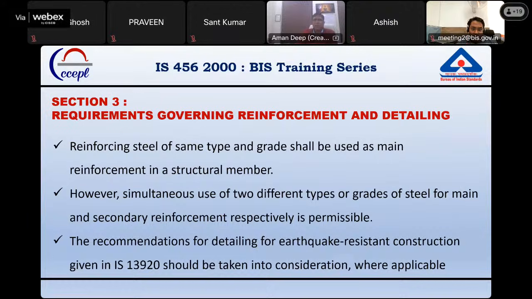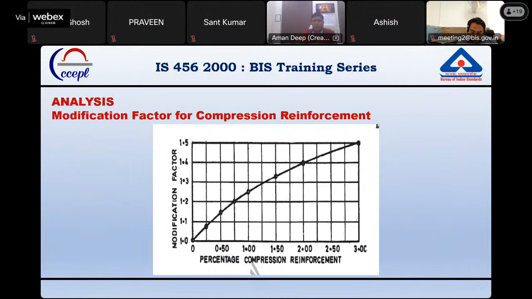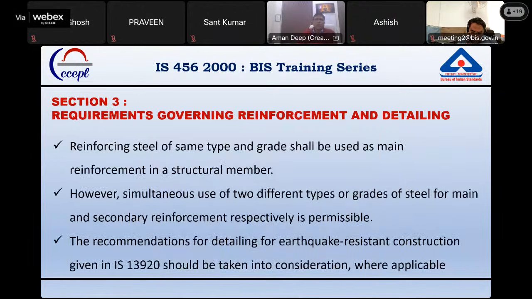Section 3 gives the requirements. I think I skipped the tensile also. Okay. So, requirements governing reinforcement and detailing. A lot of detailed requirements are given in the code for reinforcement placement and detailing.